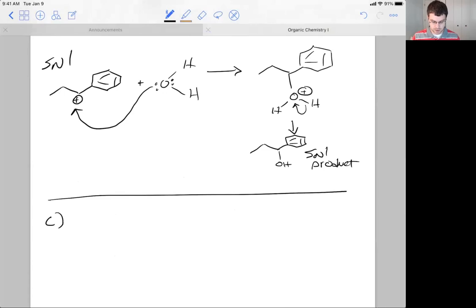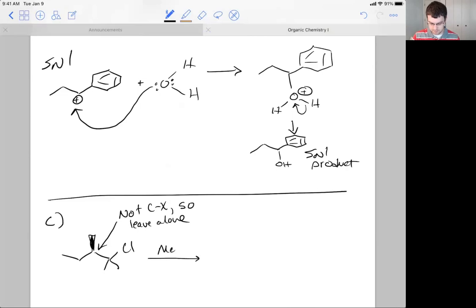So in the case of C, we have a stereocenter, which is defined as a wedge. Notice that is not part of the haloalkane. If it's not on the C-X bond, we need to leave that stereocenter alone for the most part. Now we're using methanol again. The first step is to lose the halogen atom.